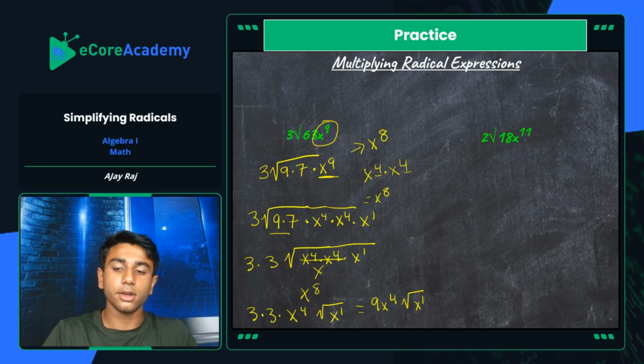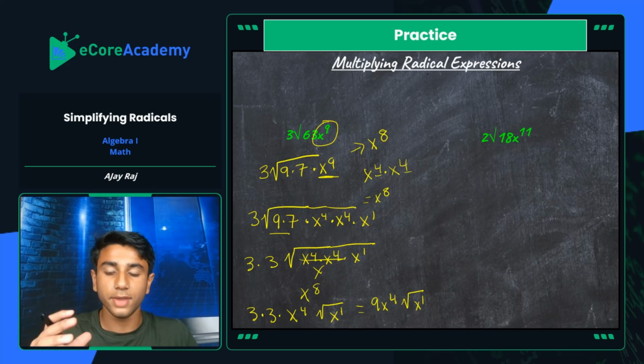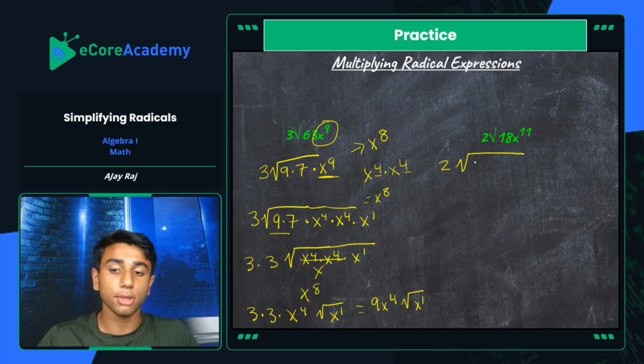All right, let's take a look at another example here. So 2 times the square root of 18x to the 11th. So obviously, first off, we're going to try and break apart our known digit here at 18. And the largest square in that is going to be 9, so 9 times 2. We're left with 9 times 2 times x to the 11th.